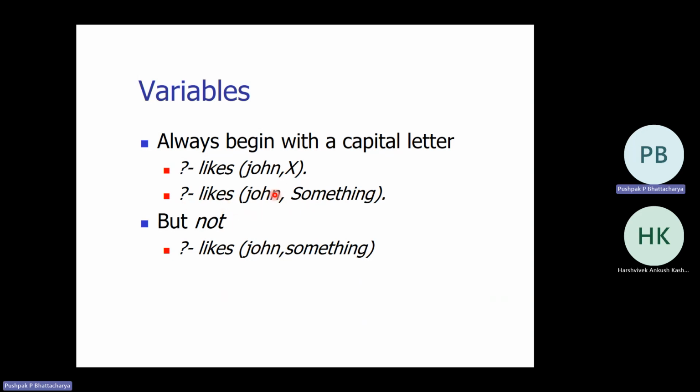Or you can say likes(john, something), where a capital S indicates it is a variable. Small letter means constant. But not likes(john, something): here John is a constant, and something also is a constant. So these things need to be remembered when writing Prolog programs.